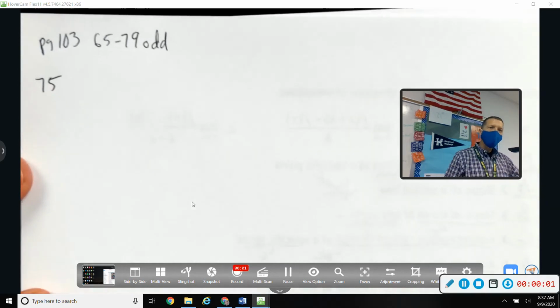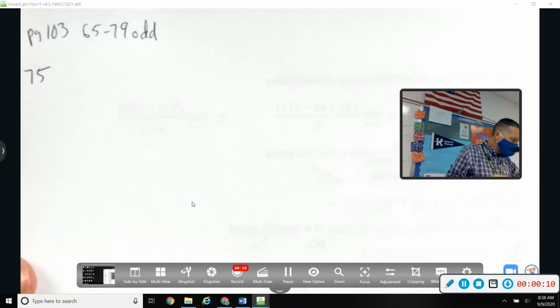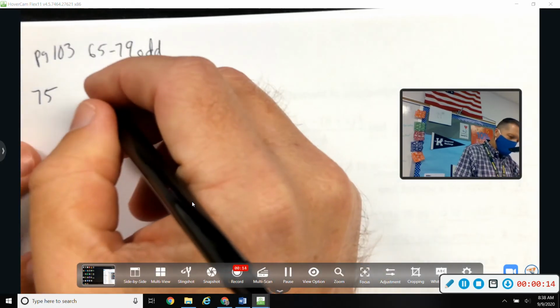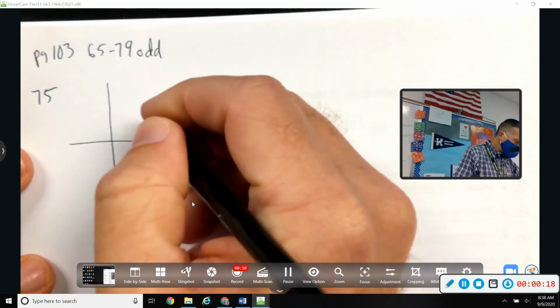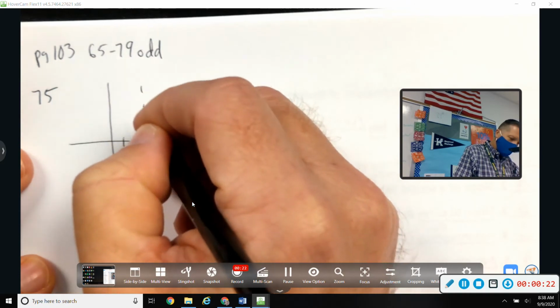All right, page 103, 65 to 79 odd, number 75. Describe the x values at which f is differentiable. Well, we didn't really do this, so that's a good question to ask. It looks to be an asymptote at 3.